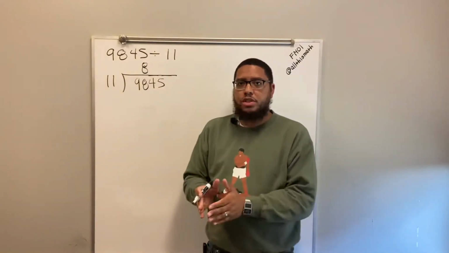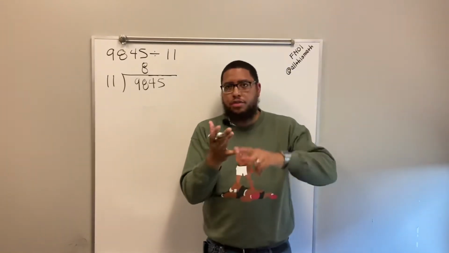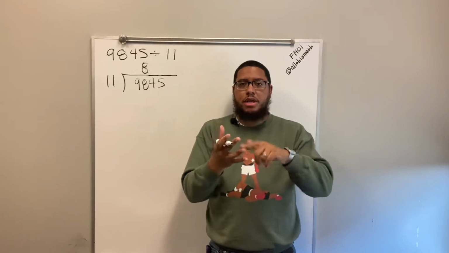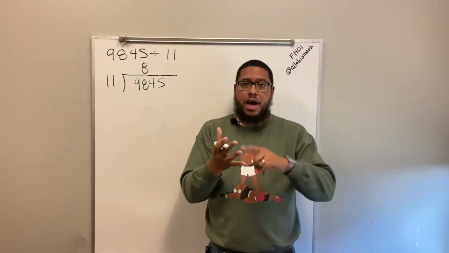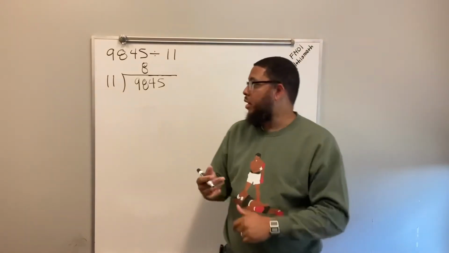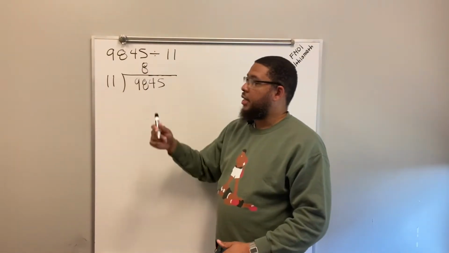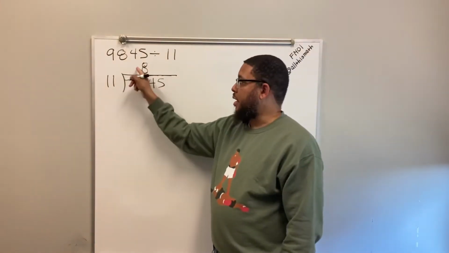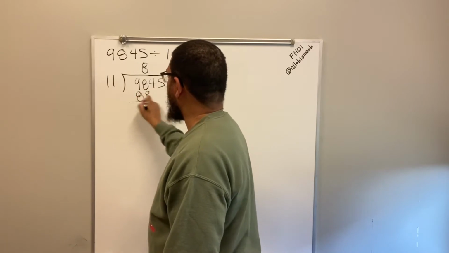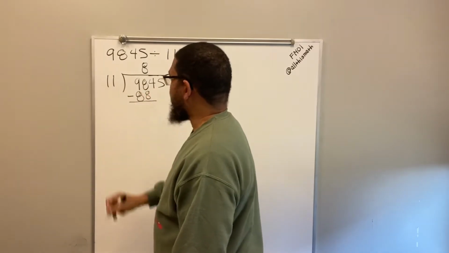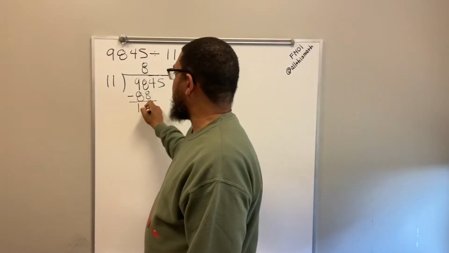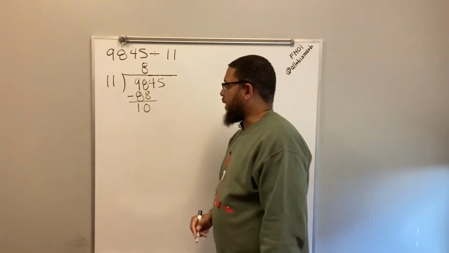Now, when we're doing long division, we're doing 3 steps basically. We're doing division first, then multiplication, then subtraction. It goes DMS: divide, multiply, subtract. Divide, multiply, subtract. All right. So I just did the divide part. Now I'm going to multiply 11 times 8. It's going to give me 88. Boom. And then I'm going to subtract 98 minus 88. 98 minus 88 is 10.